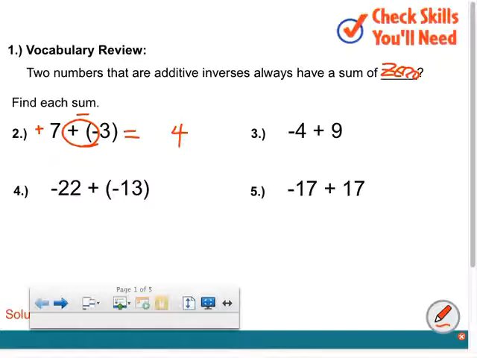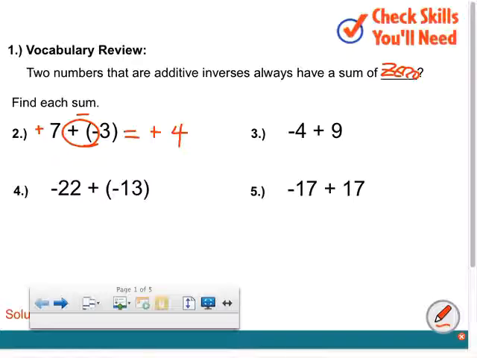And what sign is going to be given to my answer 4? Well, since 7 is the bigger number. Well, not bigger number. It's the larger magnitude, meaning farthest from 0. So 7 is further away from 0 than -3. So it'll be a positive. We're going to keep the sign that goes with 7, the larger magnitude. Okay, very good.